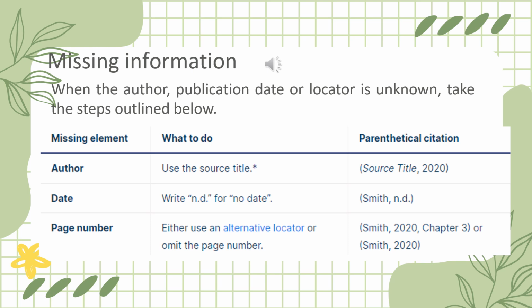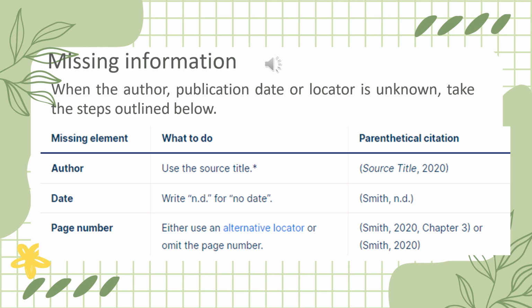For example, if the author is unknown, use the title of the work instead. If the date is missing, you're going to use n.d., which stands for no date. And if location details are unavailable, you're going to leave them out and focus on providing as much information as possible. So these adjustments ensure your citations are complete even when information is limited.